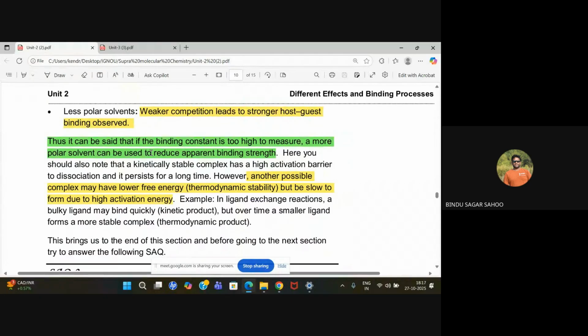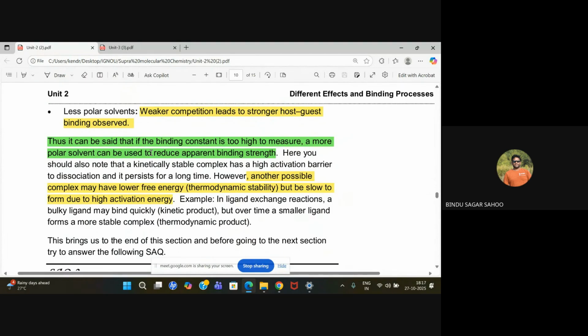Here we should note a kinetically stable complex or a thermodynamically stable complex. Particularly, thermodynamic stability follows a lower free energy pathway. But during the formation of a thermodynamically stable complex, the process may be slow, or it may take a longer time due to its high activation energy. But kinetic products will form easily within less time.